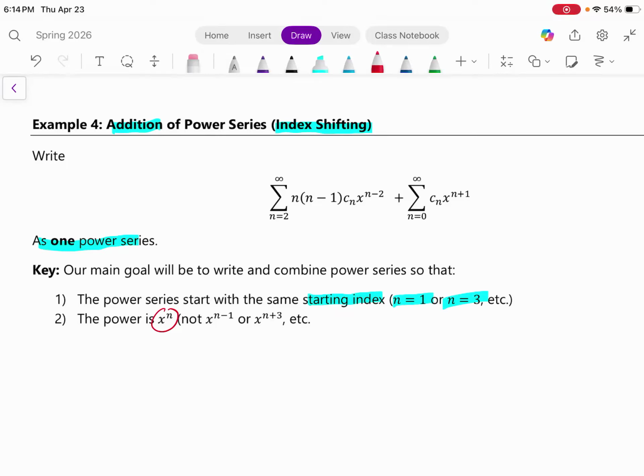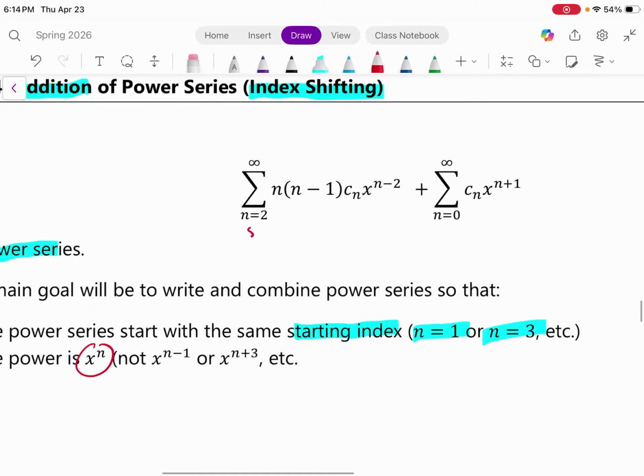So we have the power series starting at n equals 2, n times n minus 1, c sub n, x to the n minus 2. A couple things I could notice here first is that this first term starts at n equals 2. So that's our starting index. And our x variable is x to the n minus 2. So it's not x to the n. Okay, and then when I talk about first term, this is what I am describing, the first term.